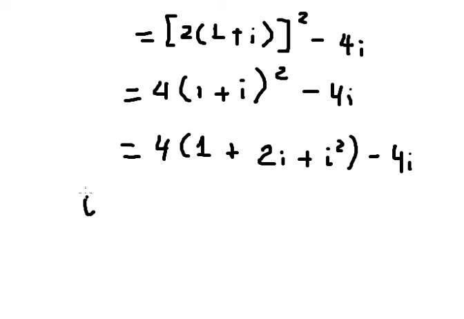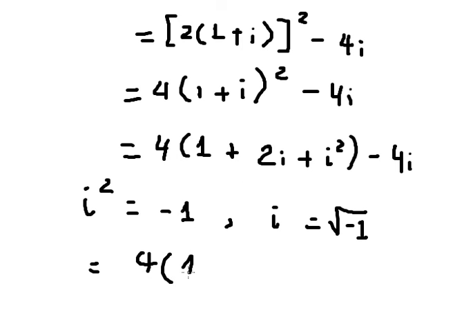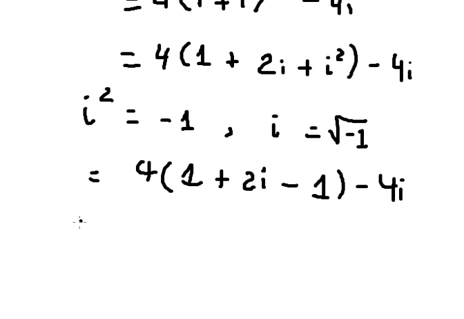We know that i squared is negative 1, and i is the square root of negative 1. So i squared we change to negative 1. One minus 1 we cancel. 4 with number 2 we have 8i, minus 4i, and this one we have 4i.